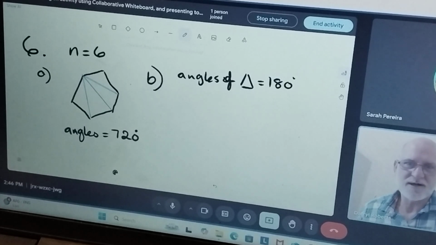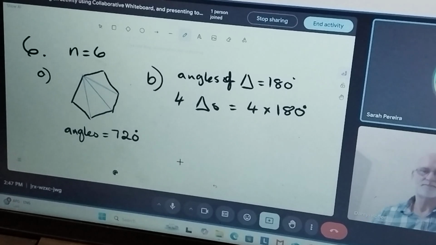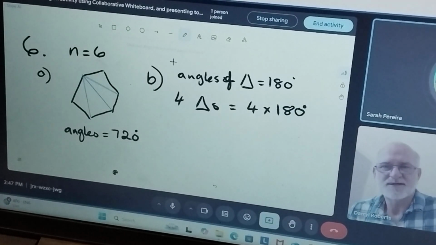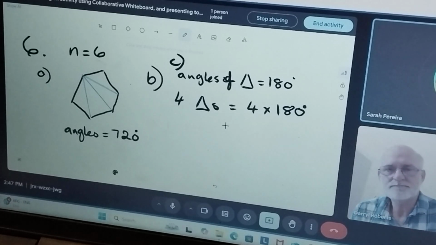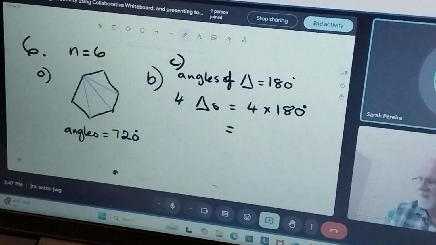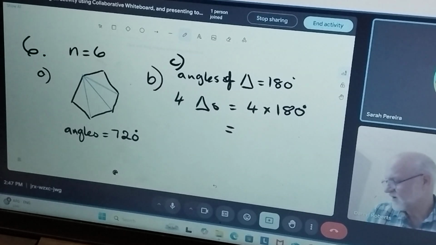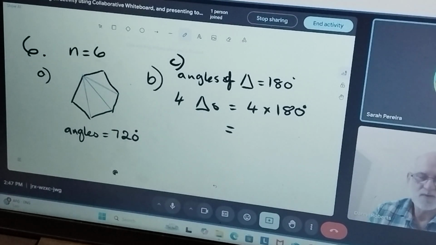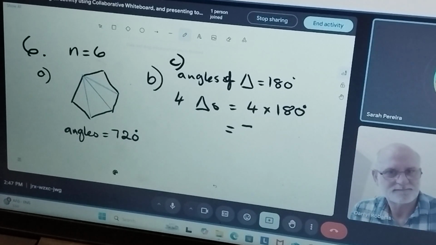So we've got 4 triangles. 4 triangles equals 4 times 180. Happy with that? And this is C that I'm doing now. This is little c. Okay. So how big is each angle of a regular hexagon? Hold on, we're not there yet. What is 4 times 180? 720. Right, now we've done C.